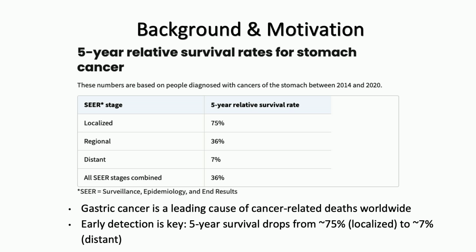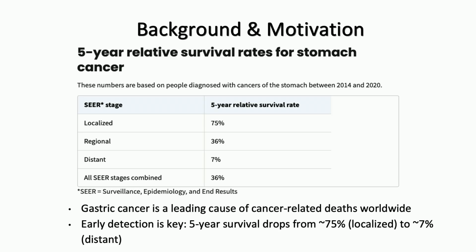Cancers are always a very big enemy for our health, because they can cause death. We can see this especially with stomach cancers, the gastric cancers. From this table, we can see that if it's localized as early cancer, the 5-year relative survival rate can be as high as 75%.